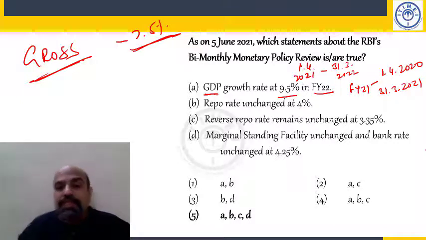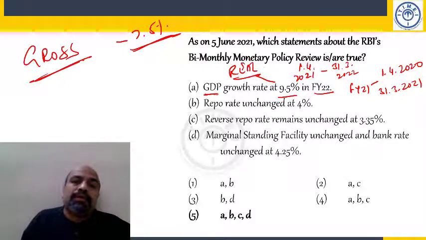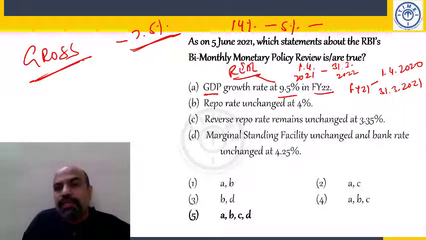Now, this is after inflation. This is what is called real growth, the real rate of growth. The actual growth would be around 14% minus 5% inflation. So you get about 9%. That's how you calculate. This 14% is called nominal.